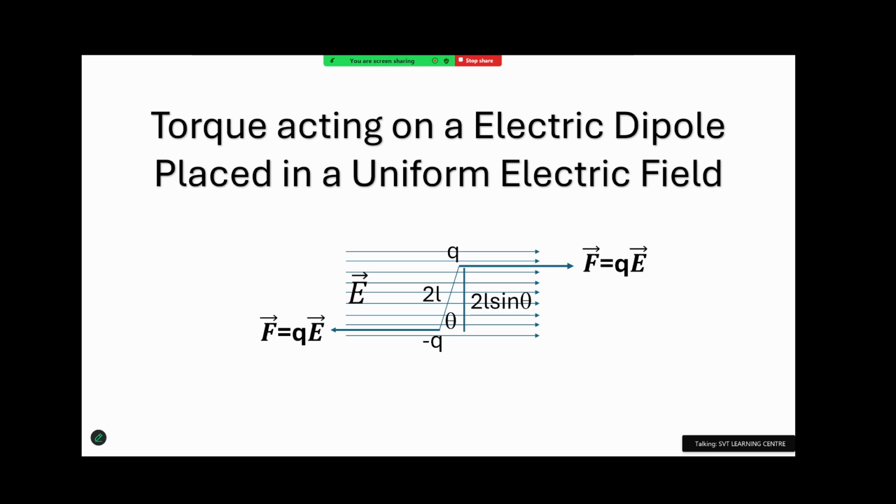So the force acting on the positive charge will be F equals qE. Force acting on the negative charge will also be qE, but in the opposite direction. So here we have a system of two opposite forces parallel to each other and having the same magnitude. So they will constitute a torque, in the sense they will tend to turn the dipole, here in this case, in a clockwise direction. Now the magnitude of the torque is given as force into distance between the two forces. Distance between the two forces is 2l sin theta.